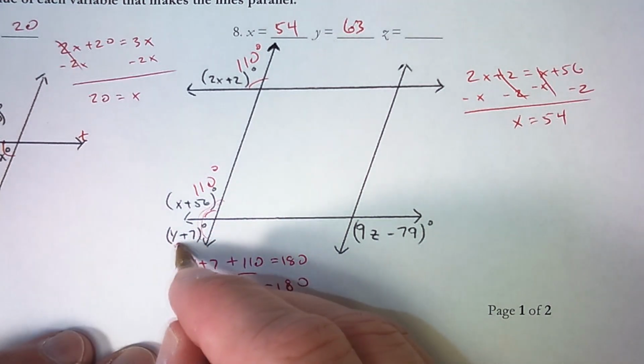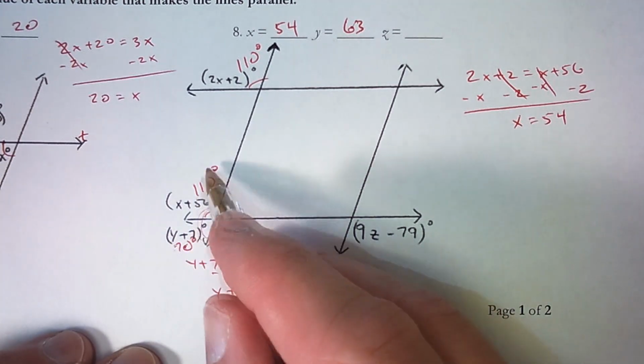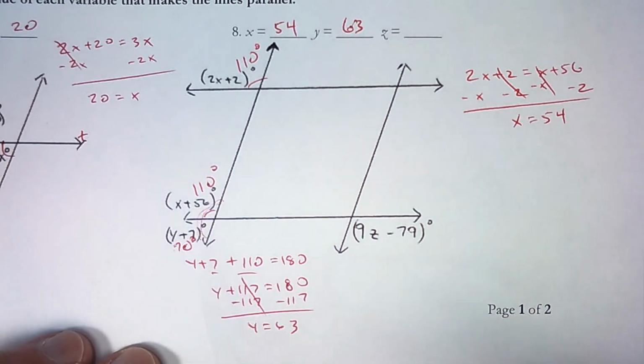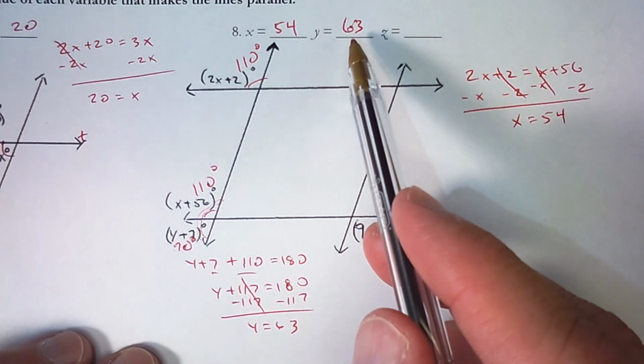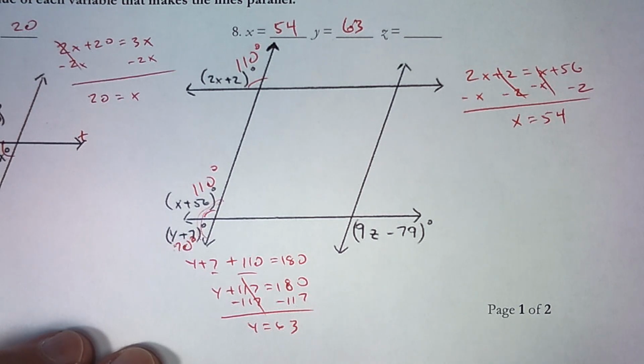Okay, now let's plug that in here. 63 plus 7, that's 70 degrees. And 70 plus 110 makes 180, just like it should. Okay, so I know my value of y is correct.